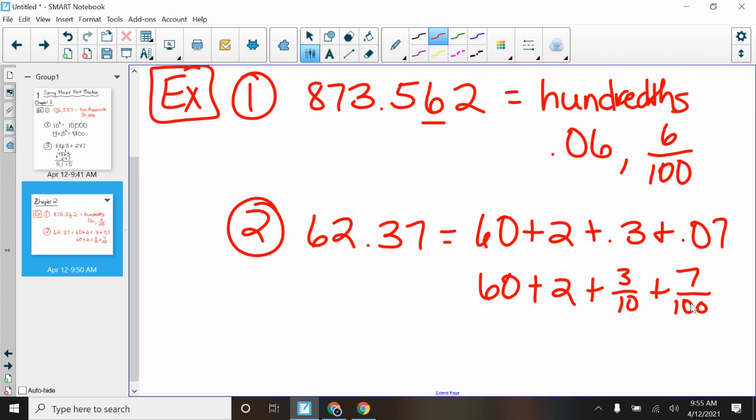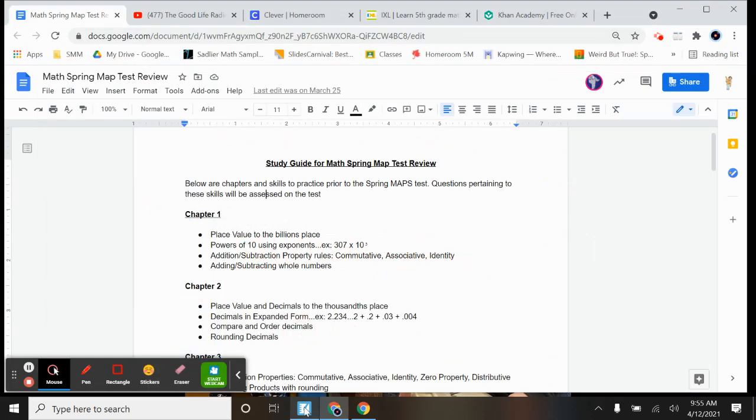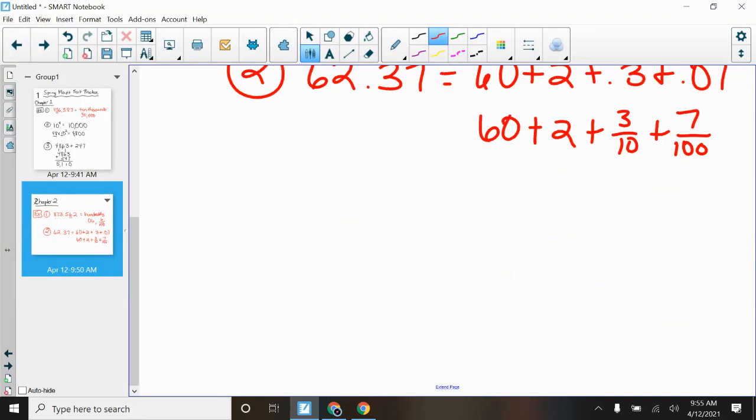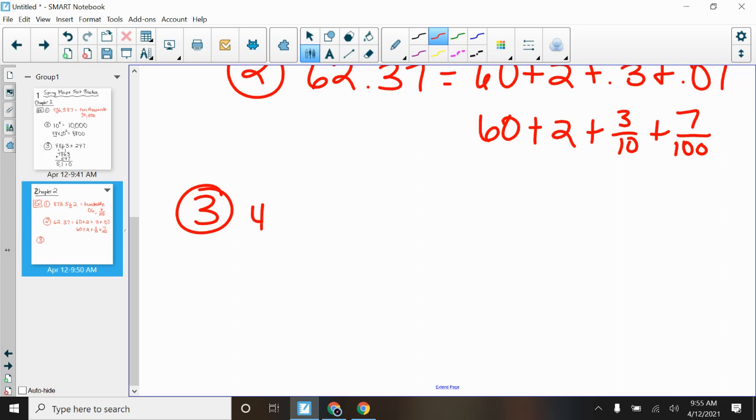Okay, next bullet point. This is called a crash course, people. We are crashing our brain with information. All right, next one is comparing and ordering decimals. All right, so what does that look like? When you compare and order decimals, this is example number 3. Let's say that I give you 3 decimals. So here's your decimals. 4.2, that's your first one.